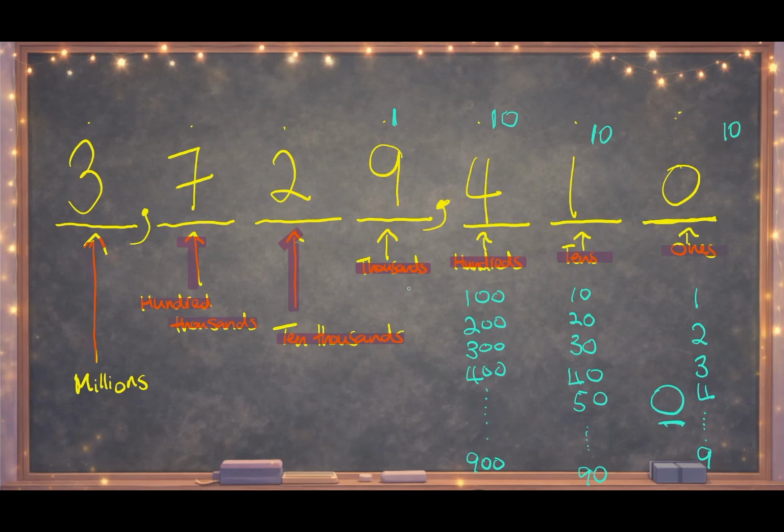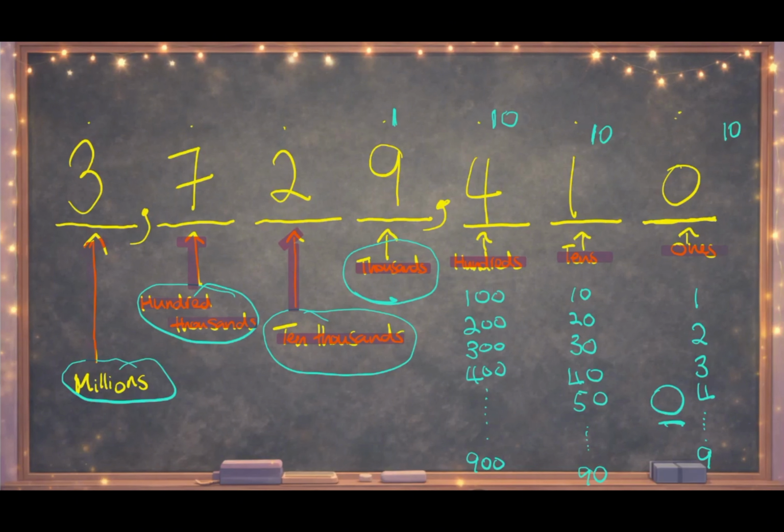So 10 of thousands will equal 1 of 10,000s. That's why it's called 10,000s. And 10 of 10,000s will become 1 of 100,000s. That's why it's called 100,000s. And then 10 of 100,000s will become 1 of millions.